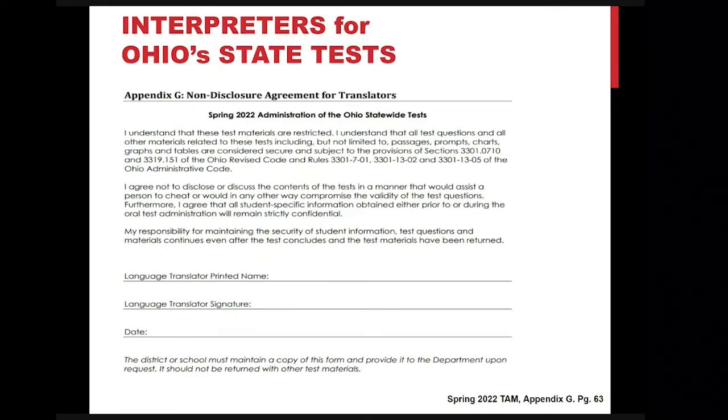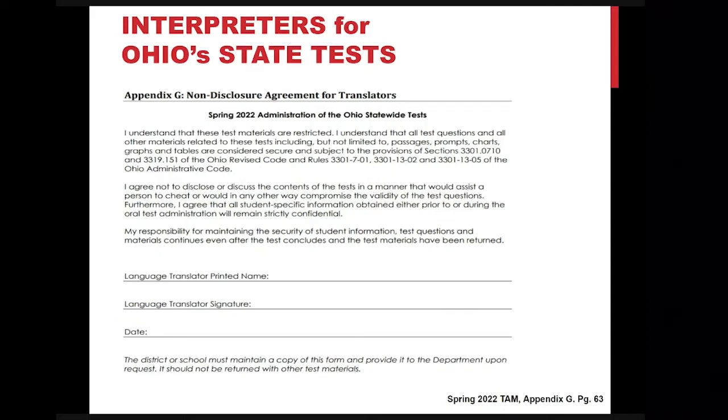Along with this video, you will be receiving a non-disclosure agreement form to sign from the district. This is a state requirement from our State Department of Education. By signing this form, you are acknowledging that you know that all test content is considered secure and confidential, and you are verifying that you will not discuss the contents of the test in a manner that would assist a person to cheat or would in any other way compromise the validity of the test.